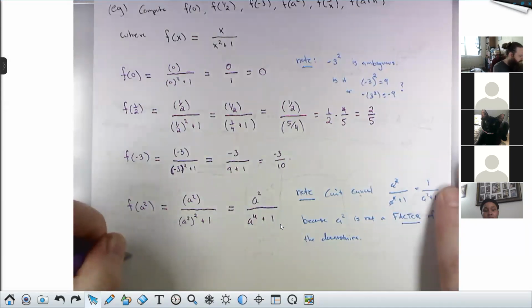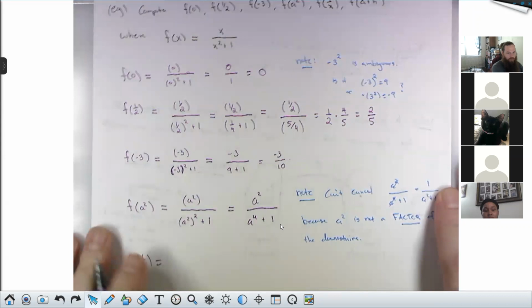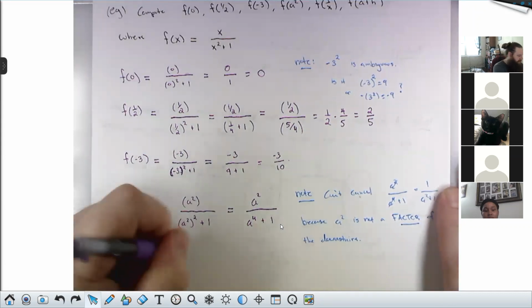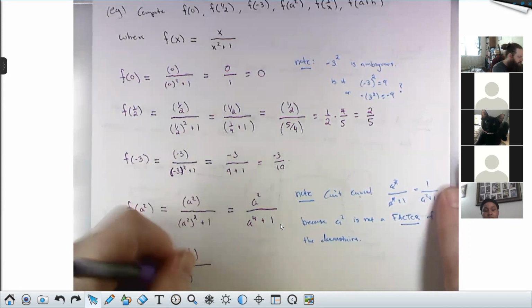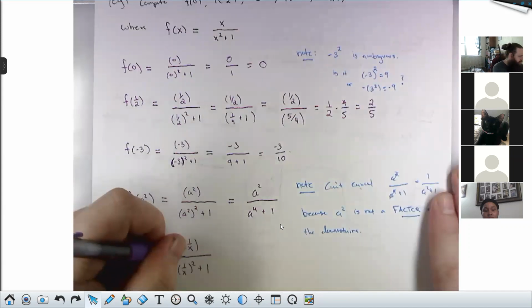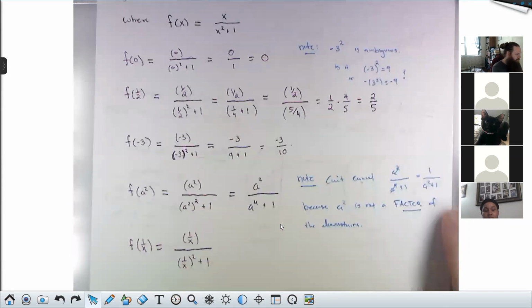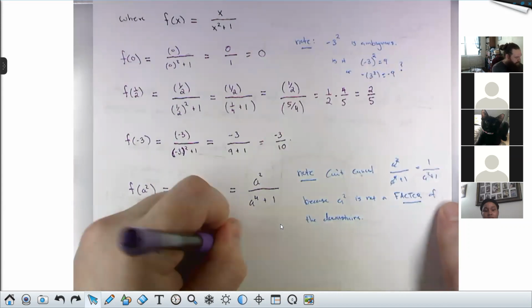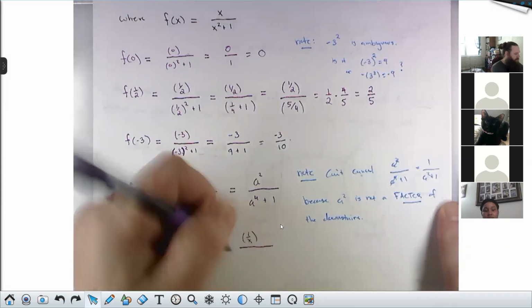All right, these last two are where all the fun stuff is. F of 1 over x. Well, that means anywhere there's an x in the original formula, I'm going to write 1 over x instead, and again in parentheses. So it's 1 over x divided by 1 over x squared plus 1. And drawing the fraction bar nice and long here helps us remember those implied parentheses. The numerator I'll leave as 1 over x. The downstairs I can clean up quite a bit.